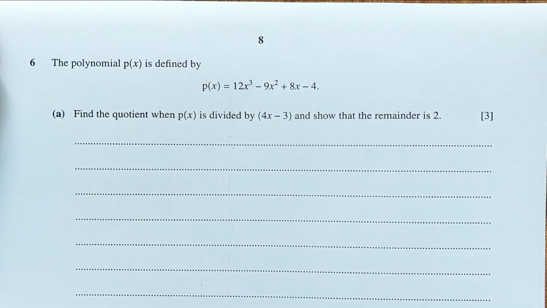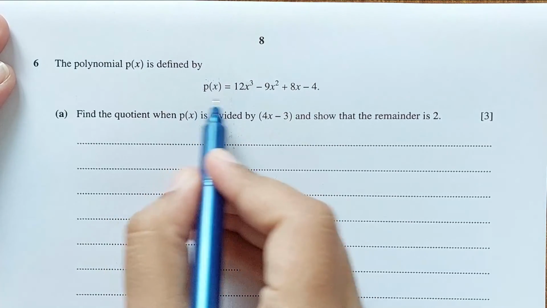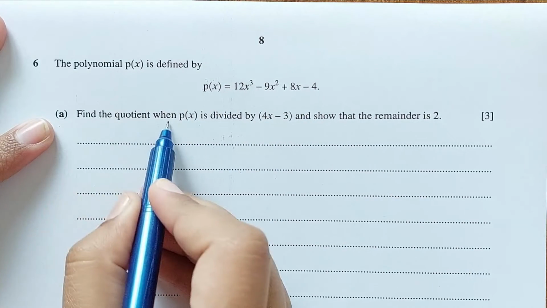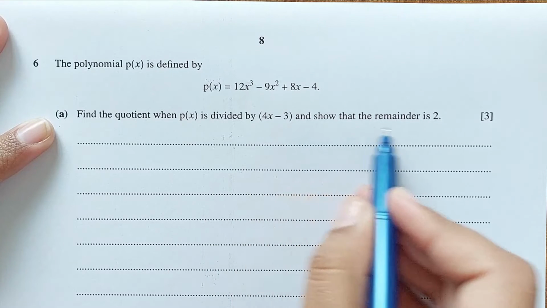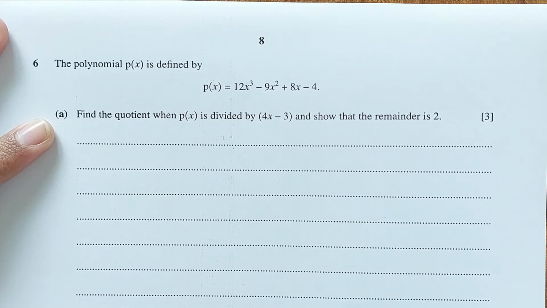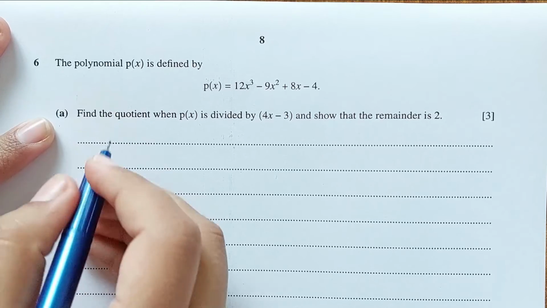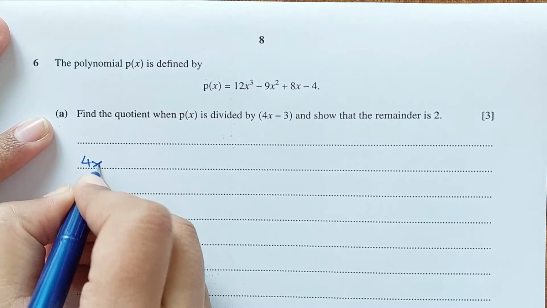Question number 6, a polynomial p of x is defined by the given expression. Part A, find the quotient when p of x is divided by 4x minus 3 and show that the remainder is equal to 2. So let me use the long division method here. It is divided by 4x minus 3.